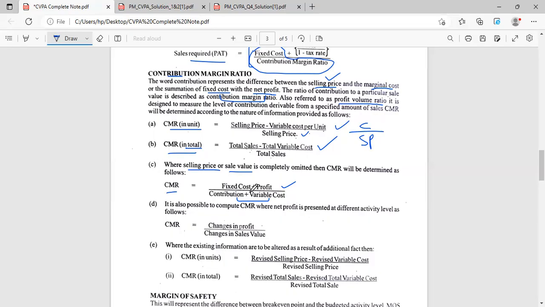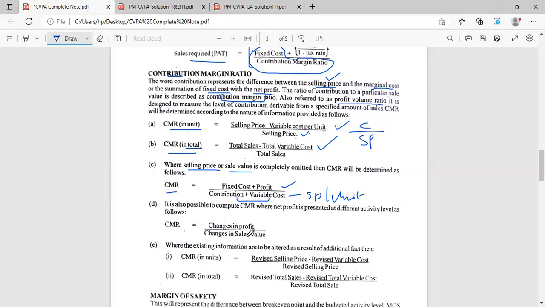Will it be selling price per unit or just selling price? In which of them? Contribution plus variable cost. It will give you selling price per unit. It depends on what you are using. If you are using contribution per unit plus variable cost per unit, your answer is going to be selling price per unit. You understand? If you use total contribution plus total variable cost, your answer is going to be total sales in units.